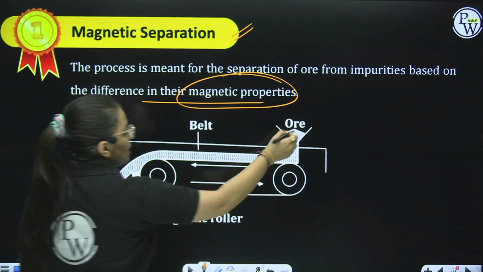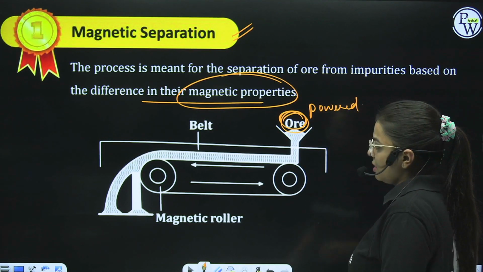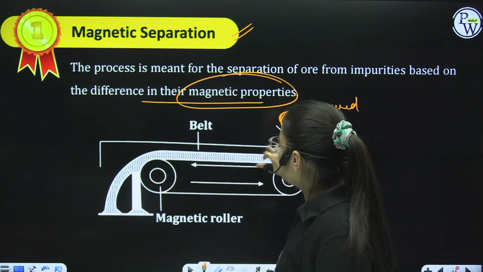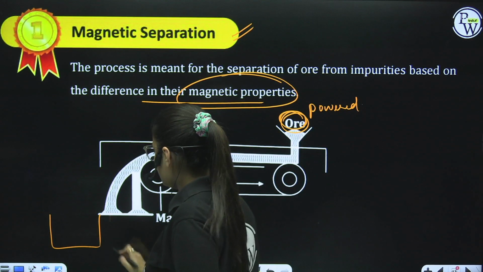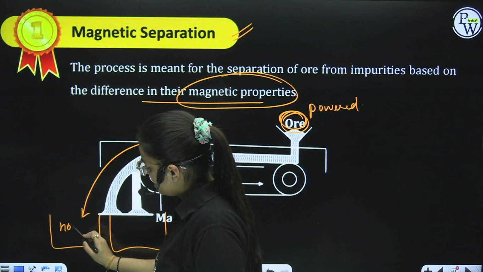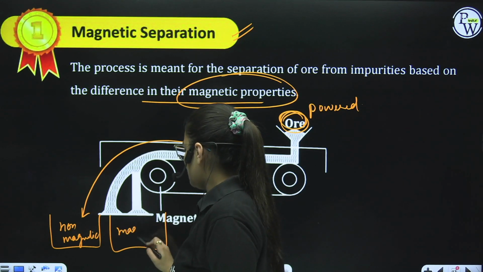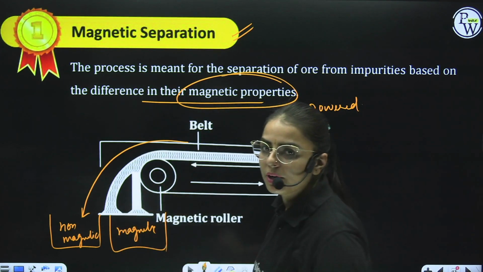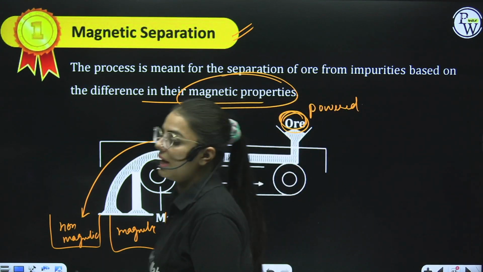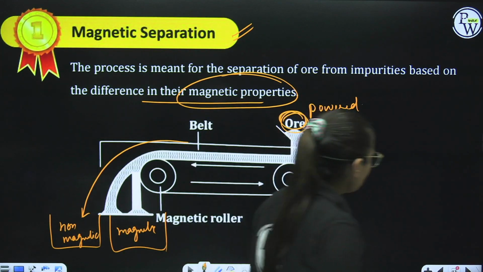How? See, here we are taking a powdered form of ore. This is the powdered form of ore that we are putting over here. Now this is a belt through which the roller is going to rotate, like this. When we are putting the ore over here, two beakers are kept. The non-magnetic one will separate over here and the magnetic one will come close to the roller and separate over here. So in this way we can separate ore and impurities in a very simple, easy manner. This is the magnetic separation method. Clear, everyone? Let's read more about it.